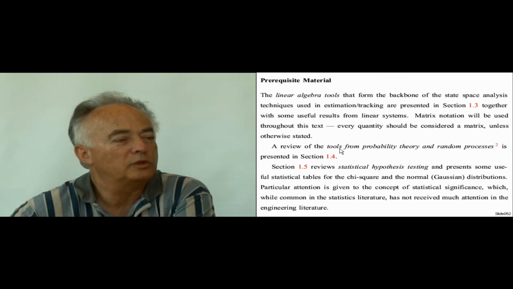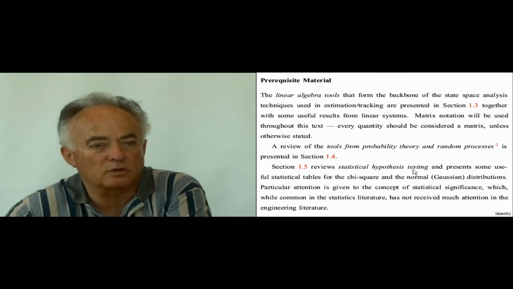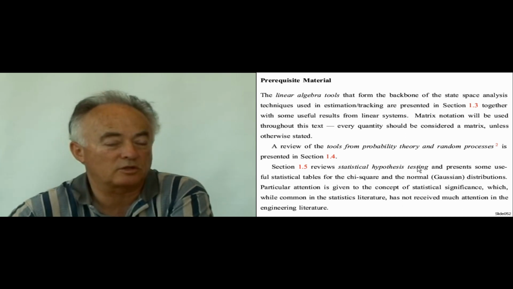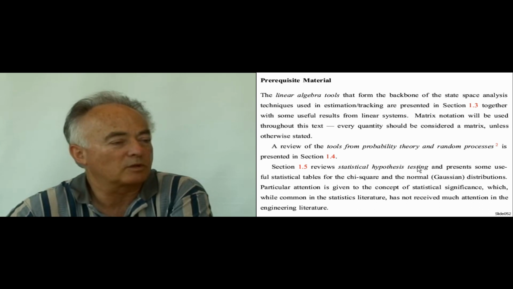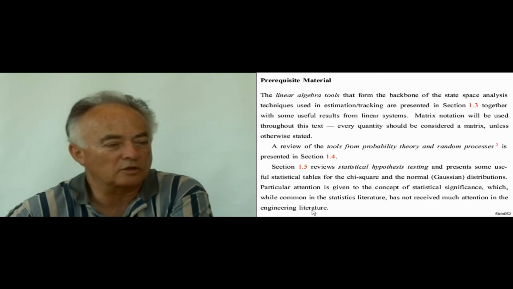Then we'll go on to review tools from probability theory and random processes. And after which we'll discuss statistical hypothesis testing. That's decisions. How to make decisions between different possibilities in the presence of uncertain data. And we have some tables for chi-square and Gaussian distributions that we'll cover, and we'll pay attention to the concept of statistical significance, which probably engineering literature doesn't cover very much.